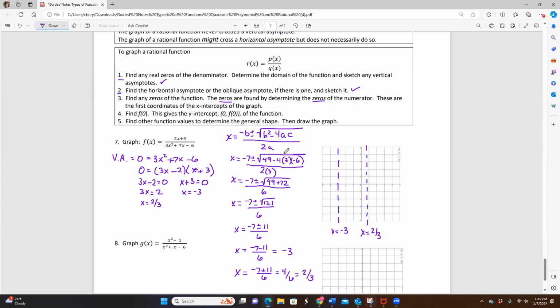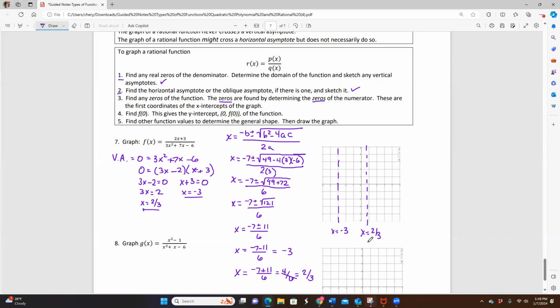Now, if we needed to use the quadratic formula, that works also. We'd substitute the values in. Inside the square root, you wind up getting 121, which is 11. So we have negative 7 minus 11 over 6, which is negative 18 over 6, or negative 3. And we'd also have negative 7 plus 11 over 6, which is 4/6, or 2/3. So you can see we wind up getting the same values. That leads us to our vertical asymptotes of x equals negative 3 and x equals 2/3.